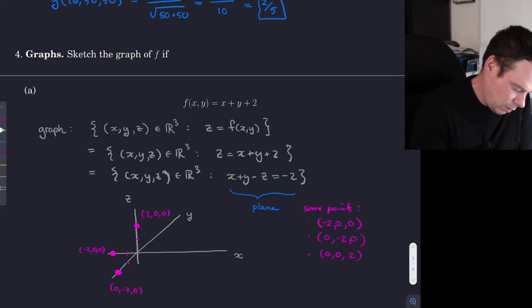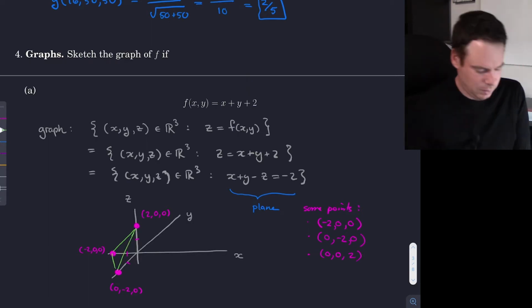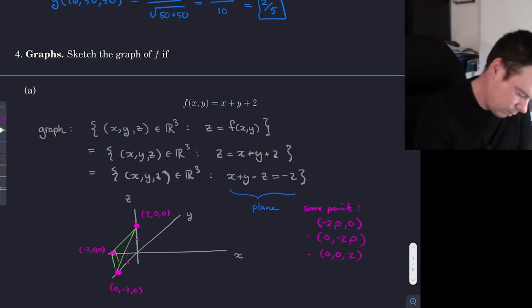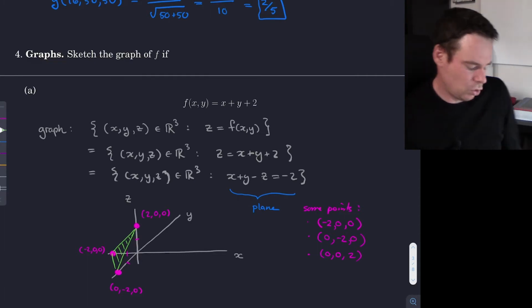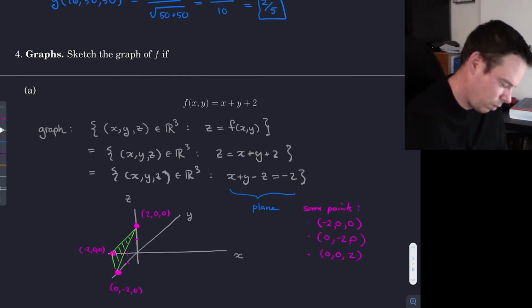Maybe I'll sketch it in green. How can I sketch the plane? Well, first maybe I'll start with a triangle, because I can connect those up with a triangle. And that triangle has to live on the plane. And so I just need to draw my plane so it contains this triangle.